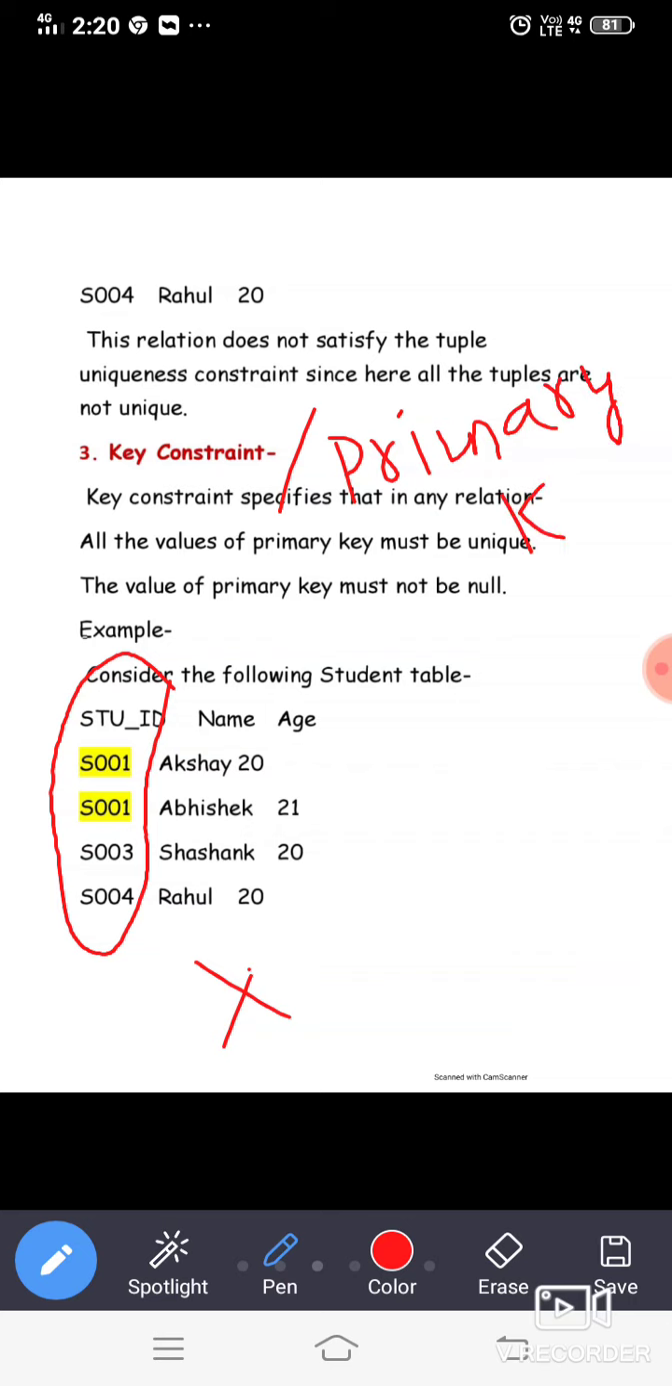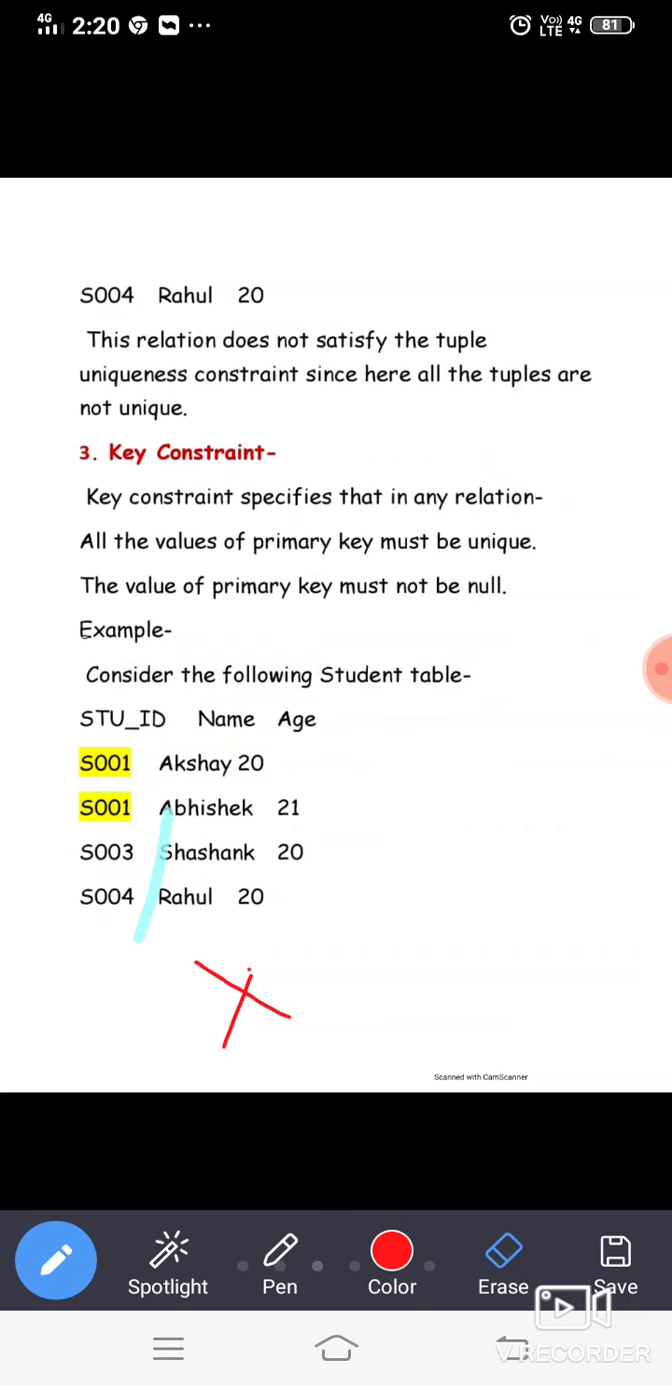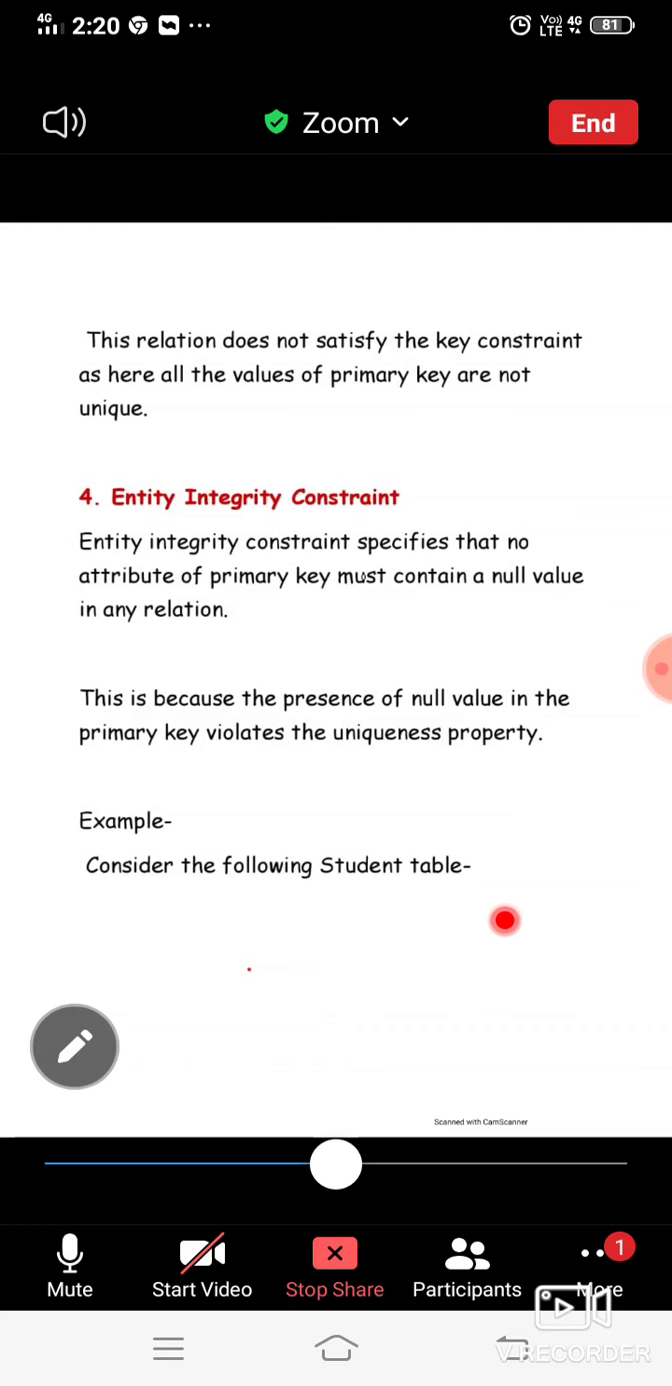We can also call it the primary key constraint. This is the rule that is imposed on the primary key. What is the primary key here? STUID is the primary key here. So this particular table is not following the key constraint. Let us go for the next one.